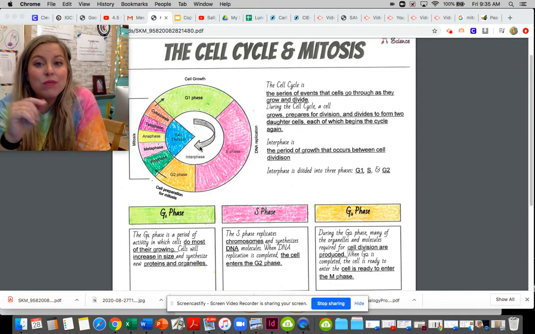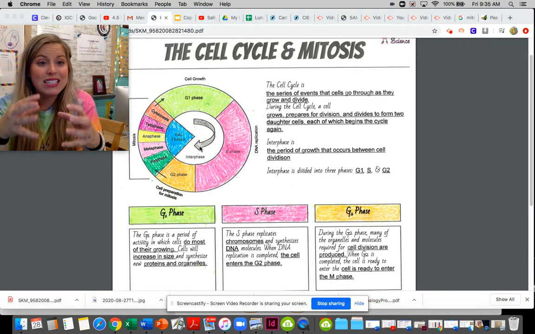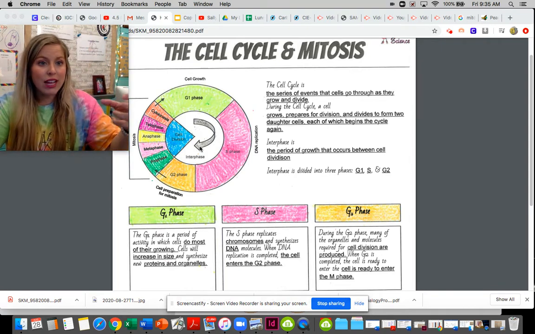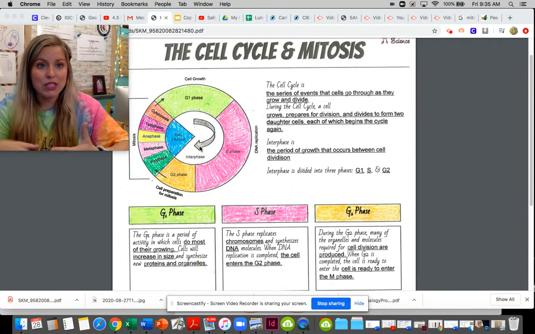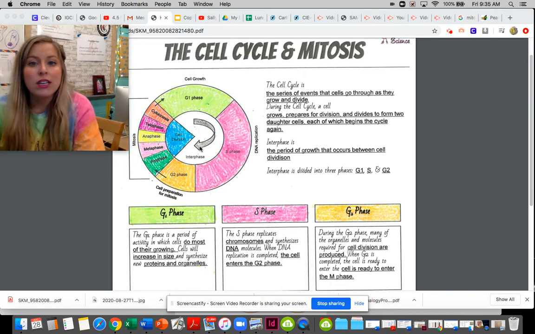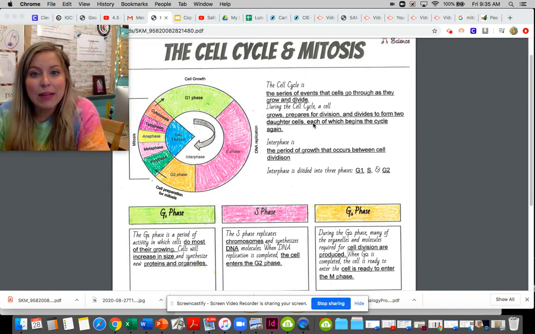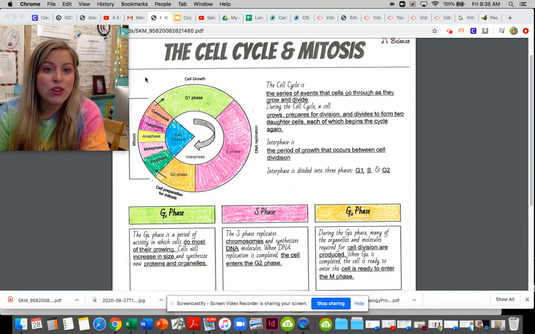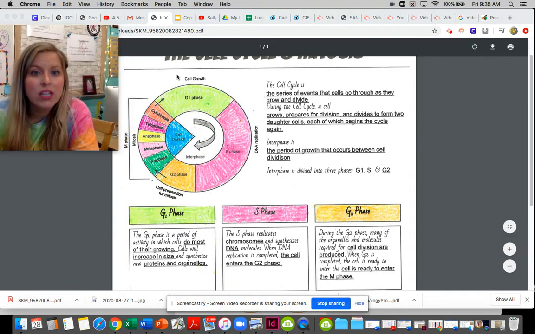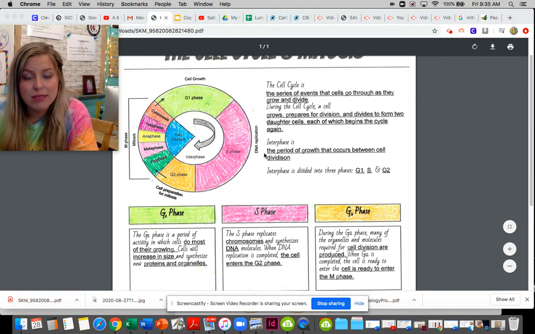The cell cycle is the series of events that cells go through as they grow and divide. So this is how cells ultimately divide to recreate themselves, to produce new cells. All right. Now we can look at the different phases of this. So the cell cycle, and let me scoot this over. The cell cycle has several phases. We say it starts with the G1 phase, and this is all a portion of interphase.